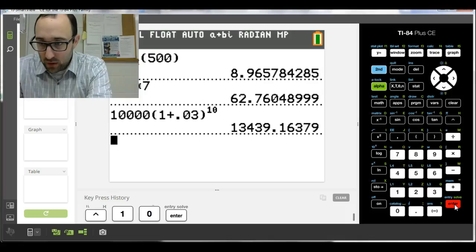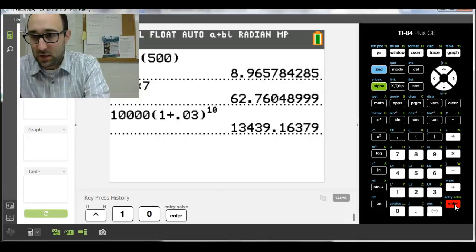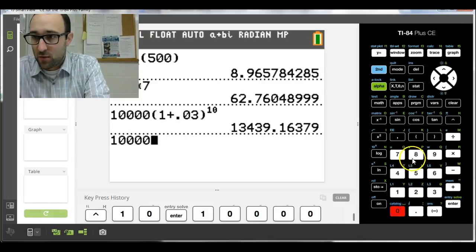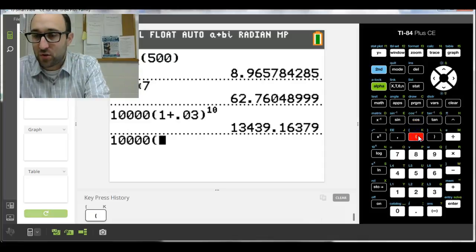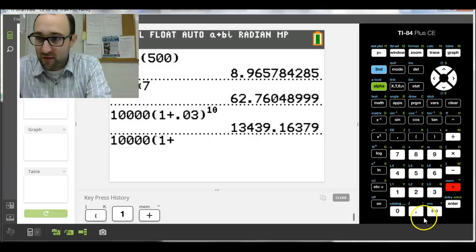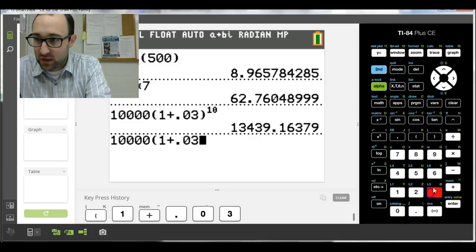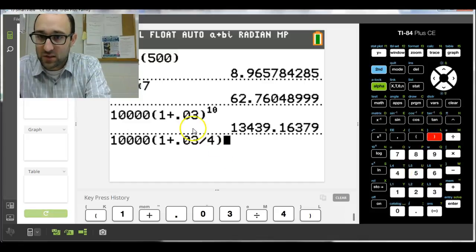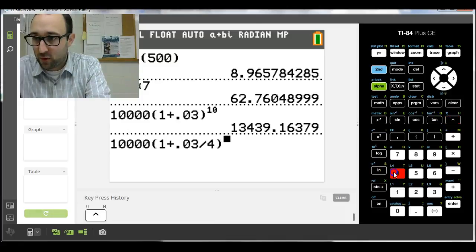So let's go back here and we're going to write in 10,000, parentheses. And the parentheses are important because we have to do this whole thing and then take it to the 10th power. If I just do times, it's going to mess some stuff up. So it's going to be 1 plus 0.03 divided by 4. I can do that first because I do division before addition, so that's fine. And I'm going to say to the 40th power.